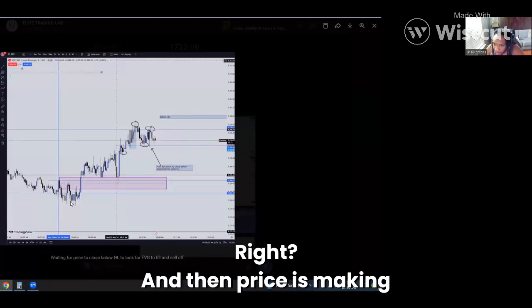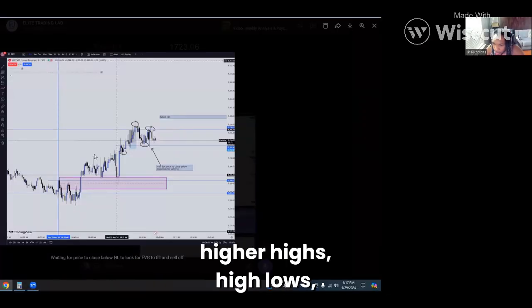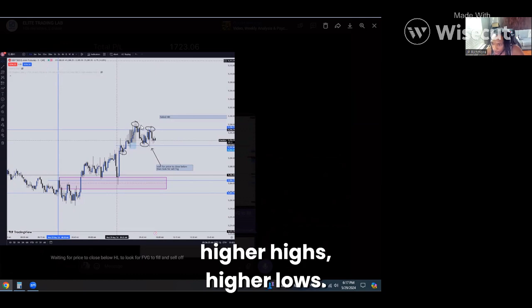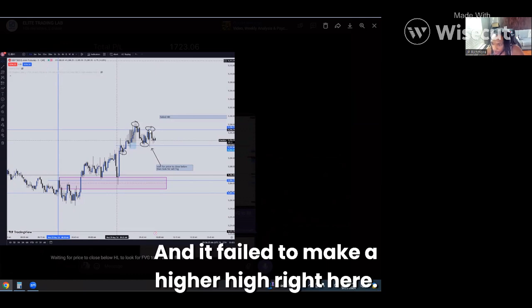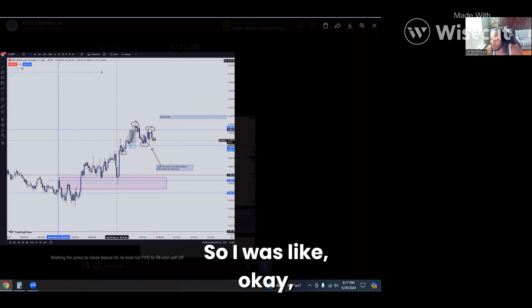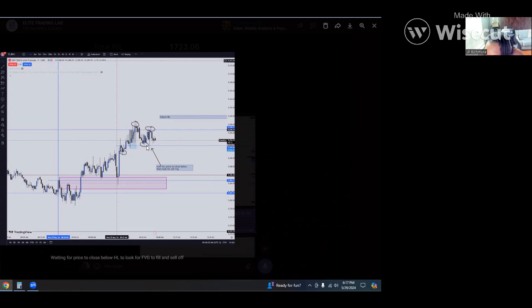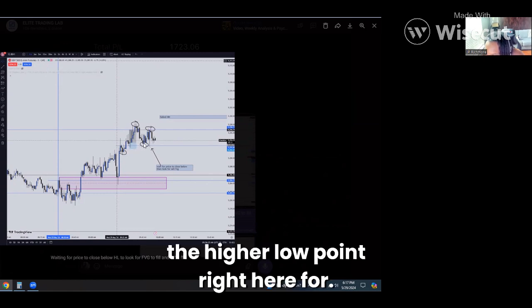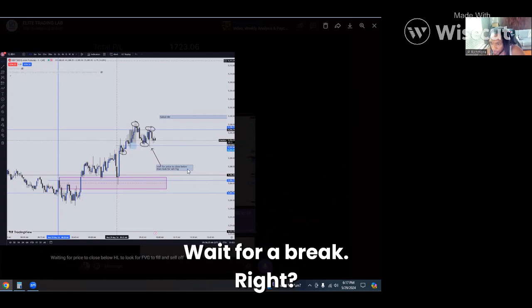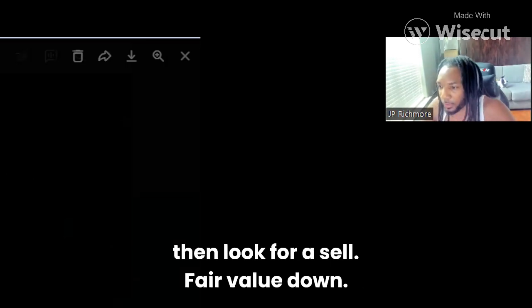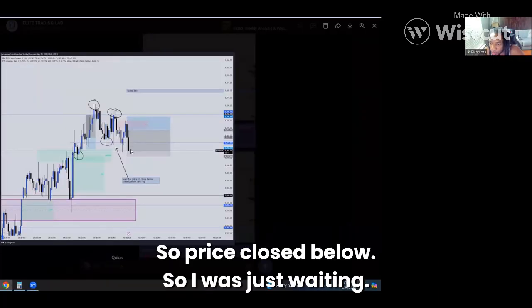Right? And then price is making higher highs, higher lows, higher highs, higher lows, and it failed to make a higher high right here. So I was like, okay, it's time. Let's mark off the higher low point right here and wait for a break. So I said right here, we're waiting for price to close below, then look for a sell at a fair value gap. So price closed below.